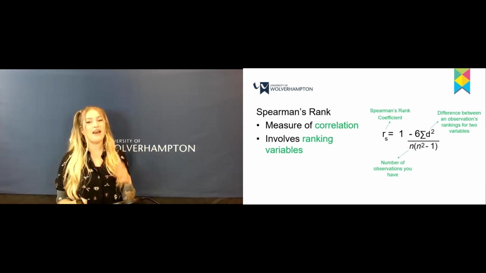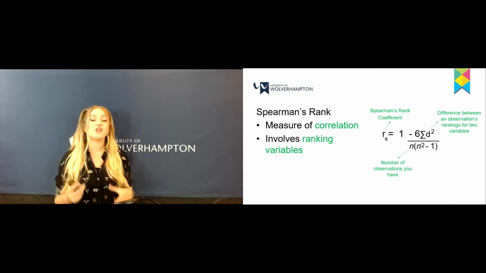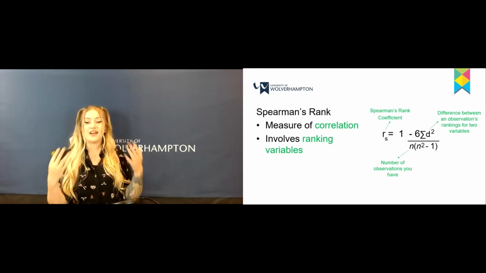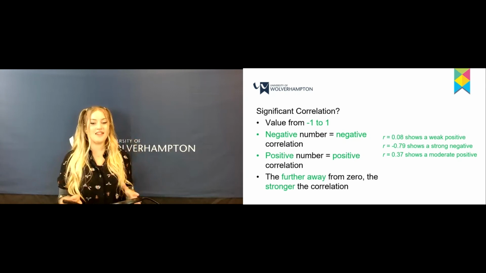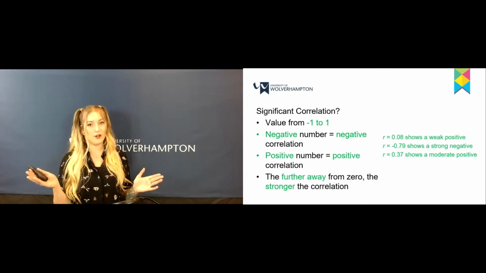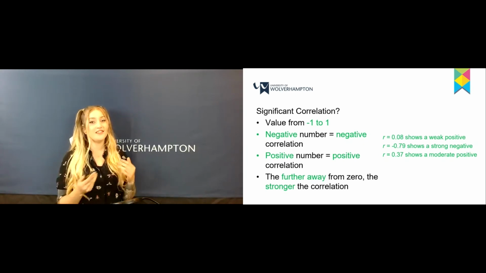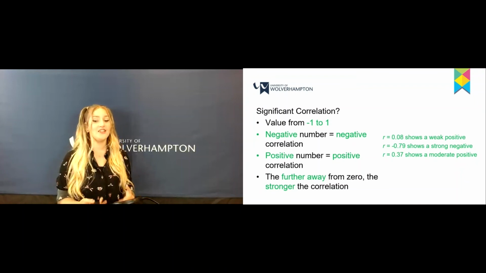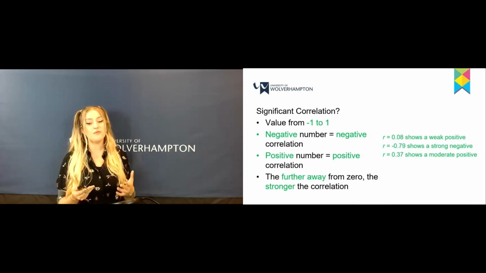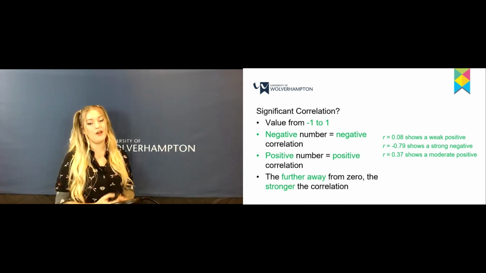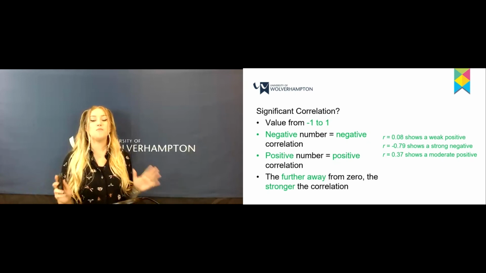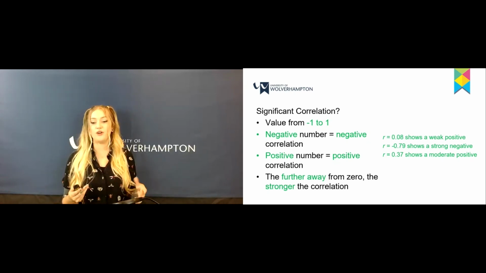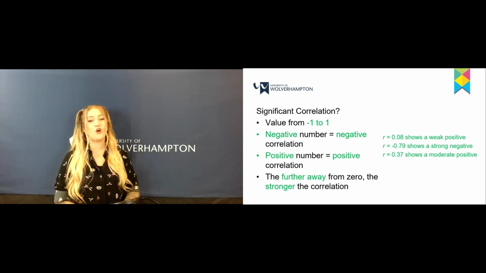Moving on to Spearman's rank. This is the test that compares correlation. It measures the correlation of your data and it ranks the variables that you have. So if we go back to our bee example with those scatter graphs, this is a test that you would use to determine whether that correlation is significant or not. With your Spearman's test, it should give you an answer between -1 and 1. A minus number means that the correlation is negative, whereas a positive number means the correlation is positive. The further away that number is from 0, the stronger the correlation. So if your statistical test says that the value is 0.37, that would be a moderate positive correlation. Whereas if it shows minus 0.79, that would be a strong negative correlation.